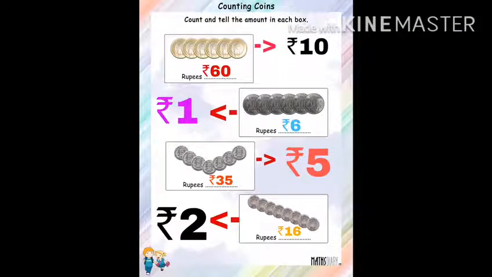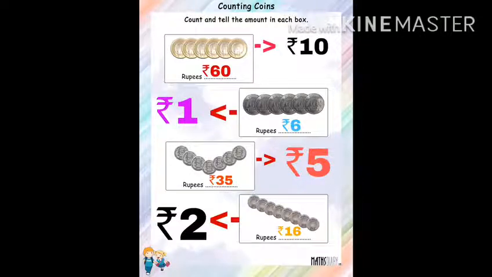Then the second one has 1 rupee coins. And how many coins are those? 6 coins are there. So altogether when you count, you get 6 rupees. The third one has 5 rupee coins. And altogether how many coins are those? If you count, 1, 2, 3, 4, 5, 6 and 7. 7 coins of 5 rupees. So if you multiply them, how much do you get? 7 5s are 35. So altogether they are 35 rupees.